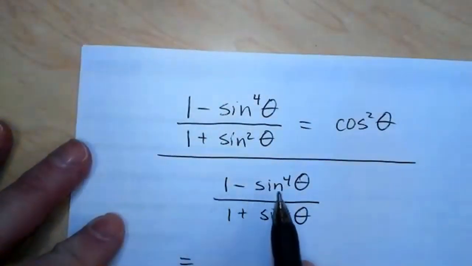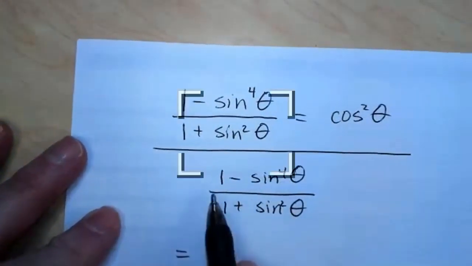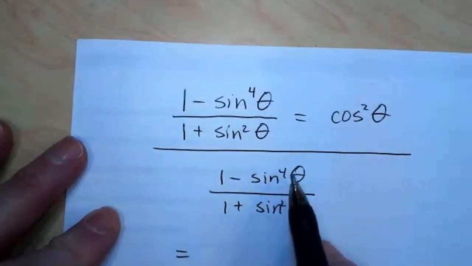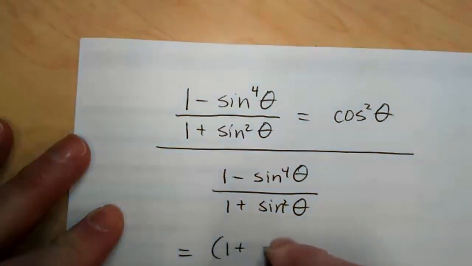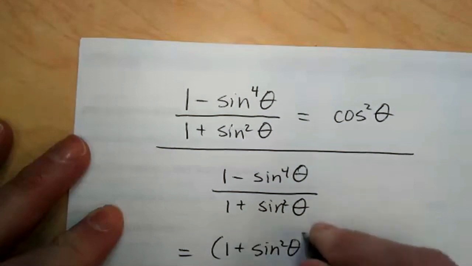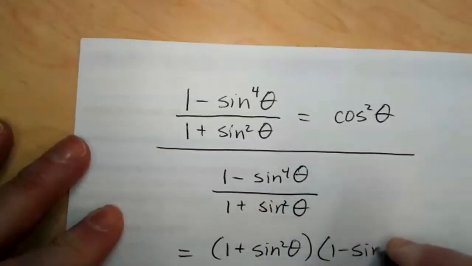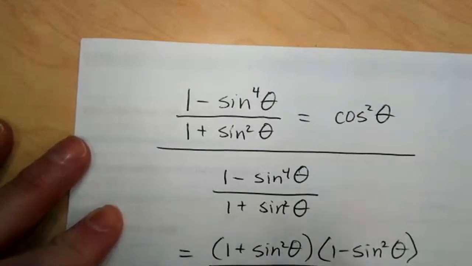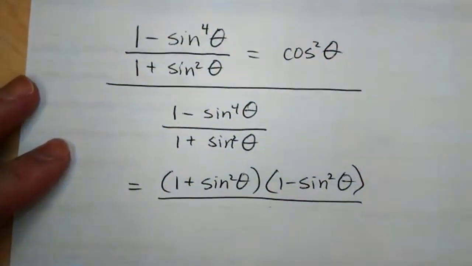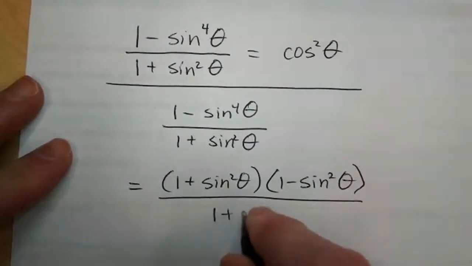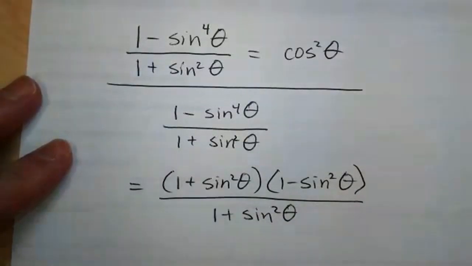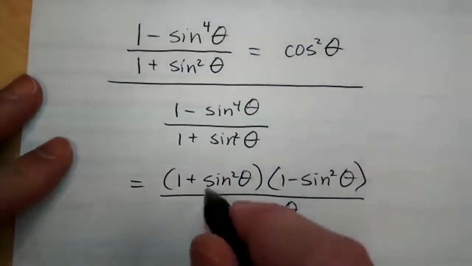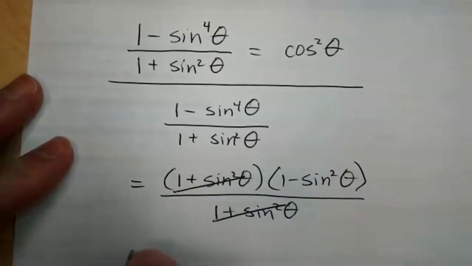Now, I notice that this right here is a difference of squares. It's 1 squared minus sine squared squared. So this can be factored out and broken up and written as 1 plus sine squared theta times 1 minus sine squared theta. Okay, which is very good news because look at the denominator. The denominator is equal to this factor. And so this is good news. I can cancel those out, leaving me with 1 minus sine squared theta.